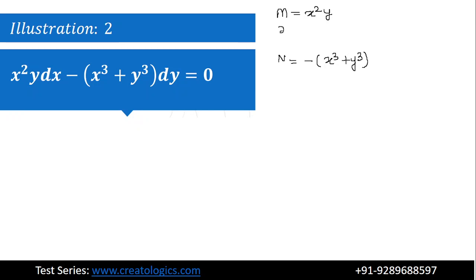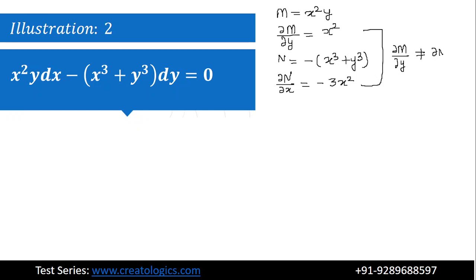Let's partially differentiate this with respect to y, keeping x constant. So we get only x square. And the partial derivative of N with respect to x gives us minus 3x square. No, these two are not equal. It means your given differential equation was not exact.